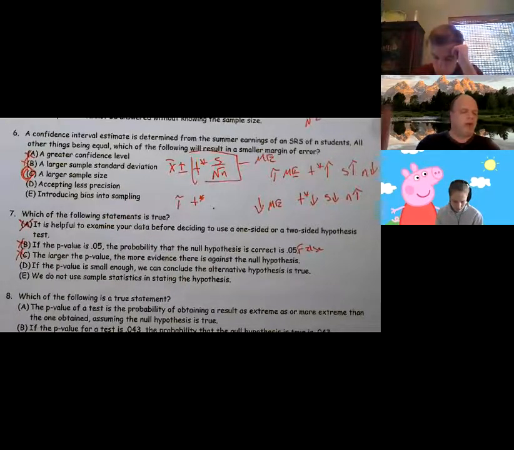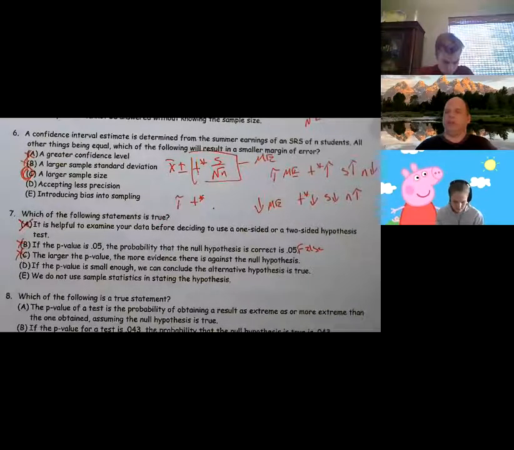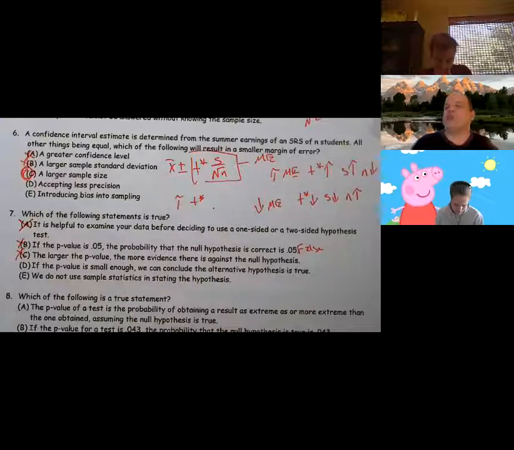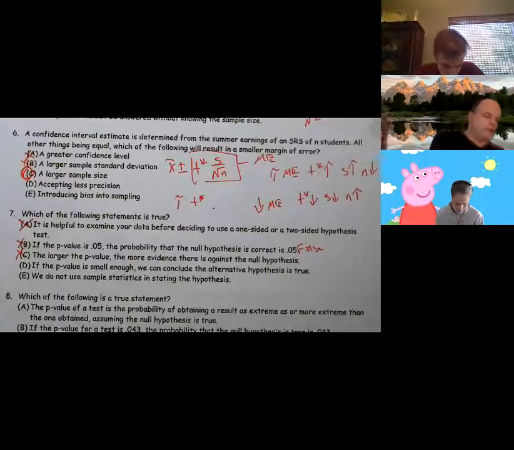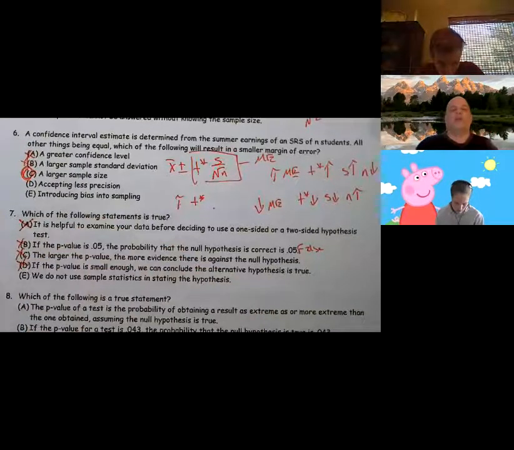If the p-value is small enough, we can conclude the alternative is true. That's really a tricky statement. If the p-value is small enough, we reject the null. Remember, in statistics, we never prove anything true. We're just negative people. We're looking for false. So we reject the null in favor of the alternative, but we never prove it's true. So that's false. That one's tricky.